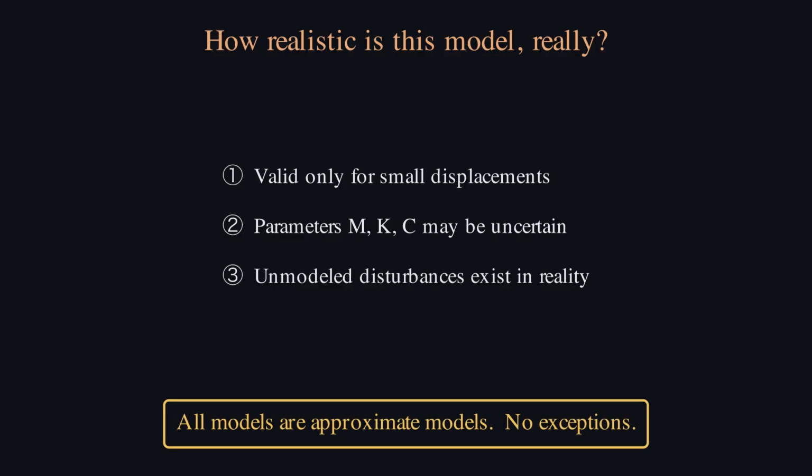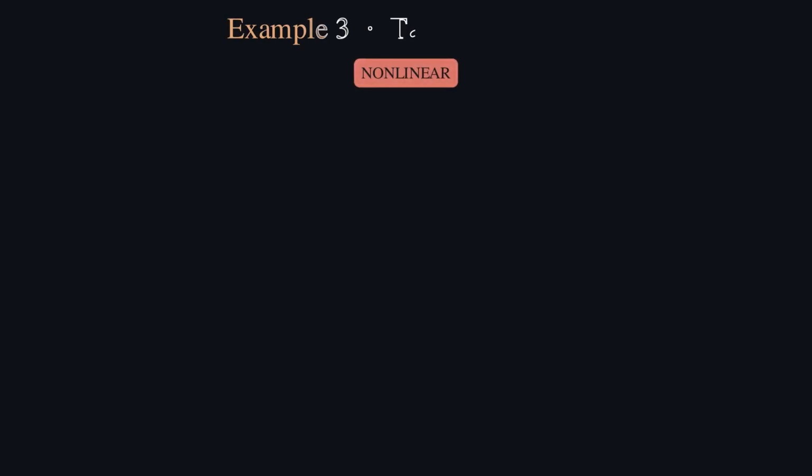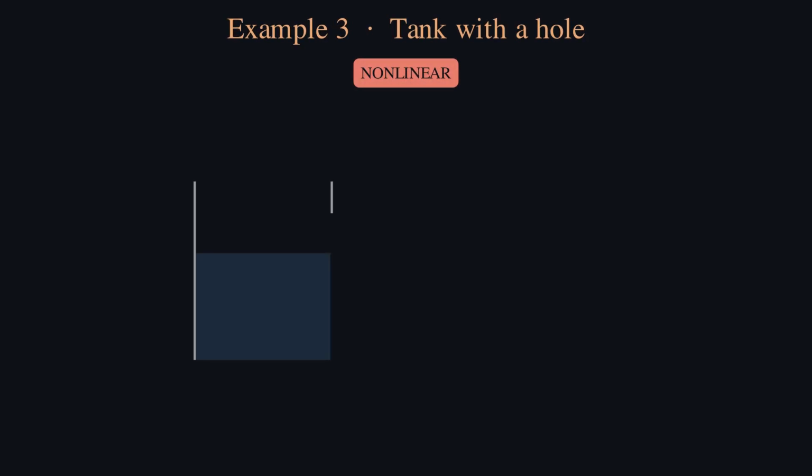Finally, let's consider a third example. This is going to be our first nonlinear example. The tank with a hole. So let's switch to a different physical setting. Let's imagine a water tank with an inflow rate that we are going to call p of t, which we can manipulate at will. And this is our control input.